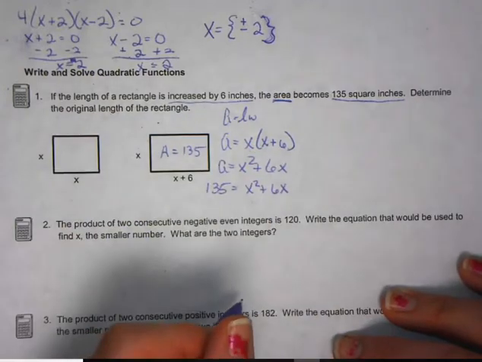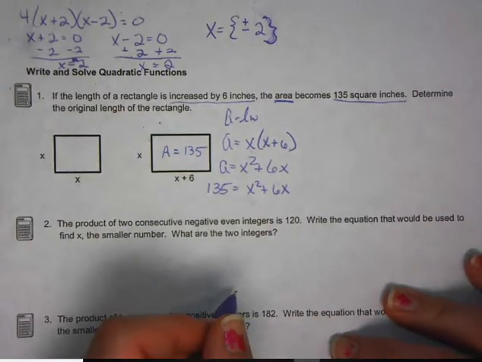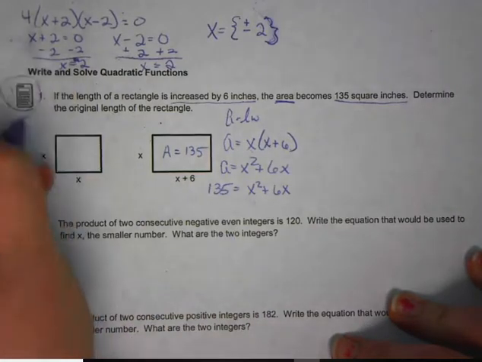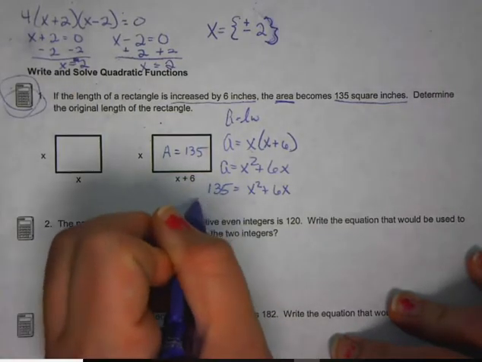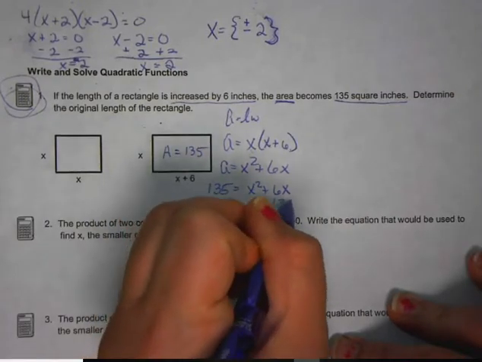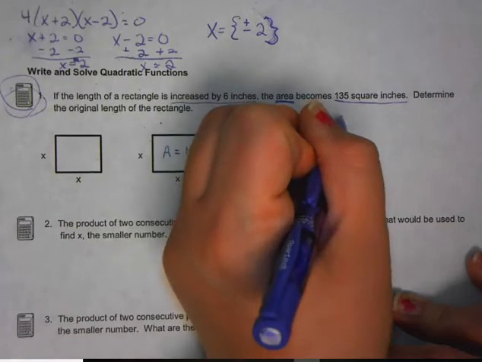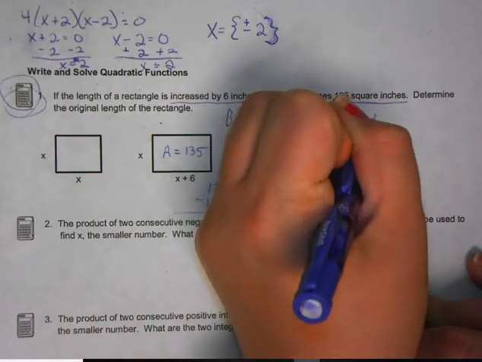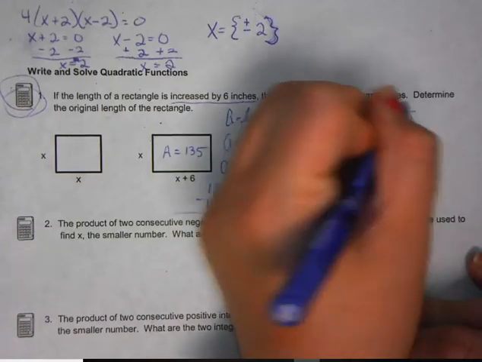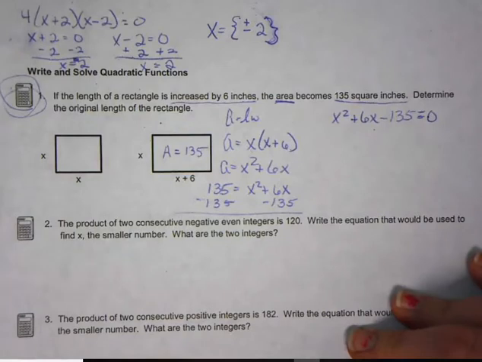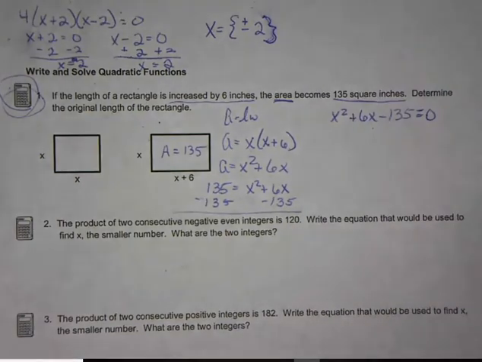Now we could do this one of two ways. Or actually, we could use any method we want. We could do it by graphing in our calculator, since we are allowed to use a calculator here. So minus 135, minus 135. And that's going to give me x squared plus 6x minus 135 equals 0. So let's go ahead and we'll do this one in the calculator. We'll do it using graphing.